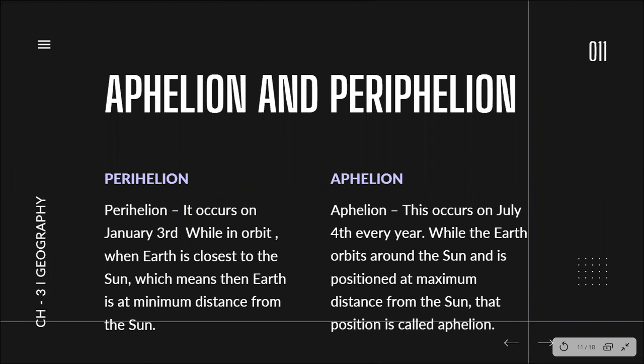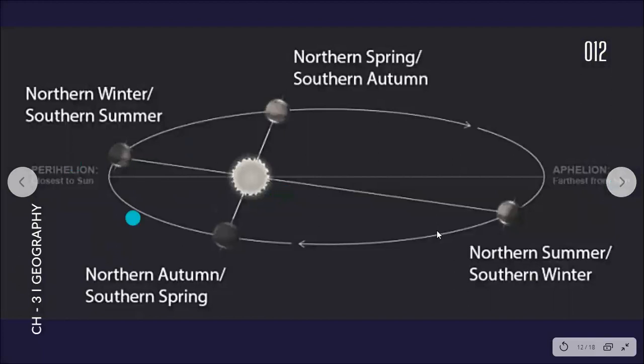Now, Earth's orbit is elliptical, right? It is not a circle; it is elliptical. It is kind of egg-shaped, oval-shaped, right? You see this? Yes. Is it equal? No, it is not equal, right?